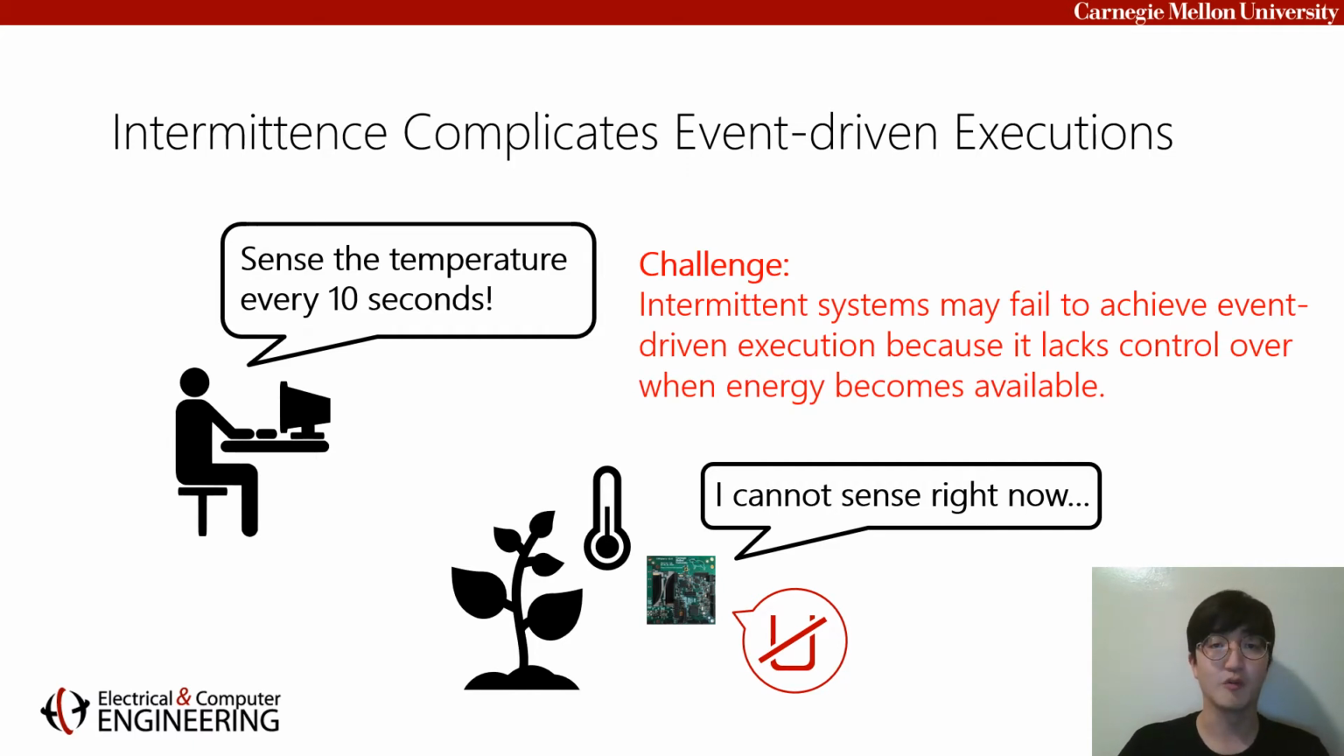To put it in a more formal way, intermittent systems may fail to achieve event-driven execution because they lack control over when energy becomes available. And that is the main challenge CatNap tackles.